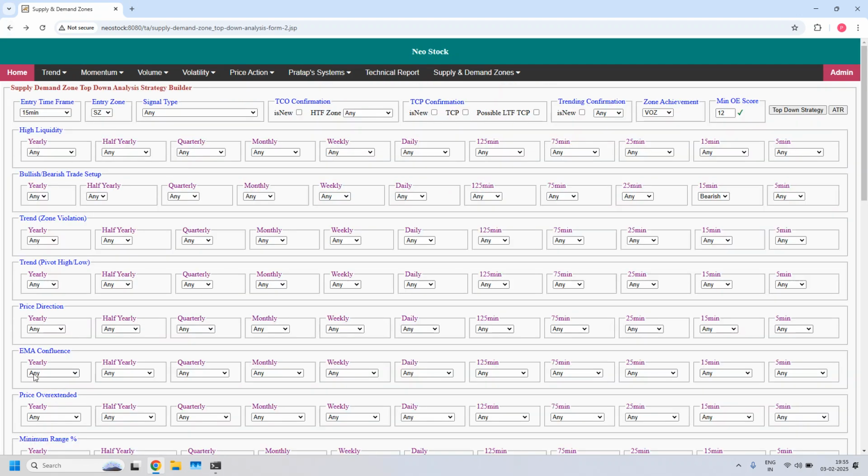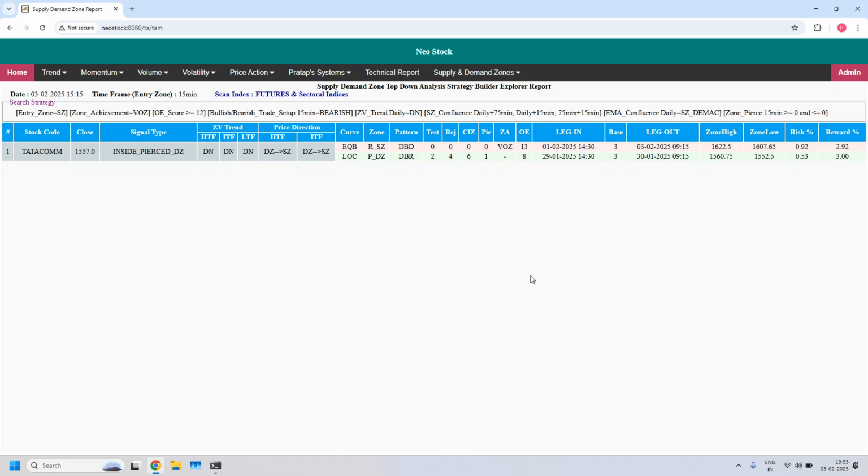Let's verify. In the EMA confluence, daily time frame, daily supply zone having daily EMA confluence filter is enabled, and the trend should not be sideways on daily. It should be only downtrend because it is a bearish trade setup. So this stock is filtered. That means it is even more high probability trade setup supported supply zone. So this is bearish trade setup for daily income trade. So with this we have completed all the 3 income trades.